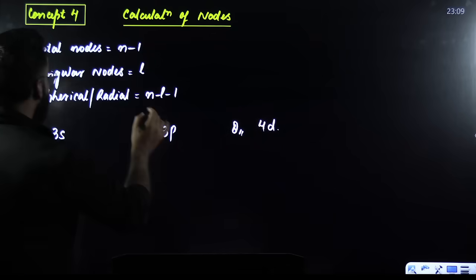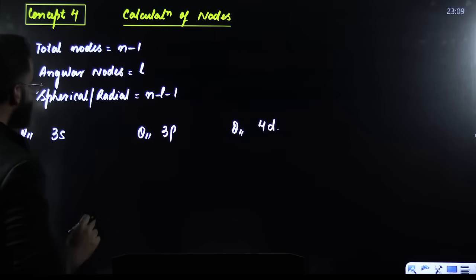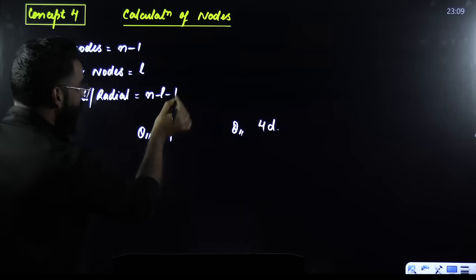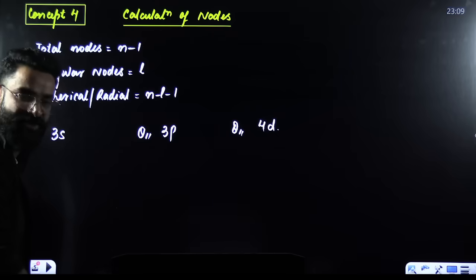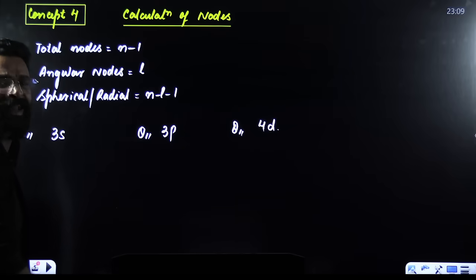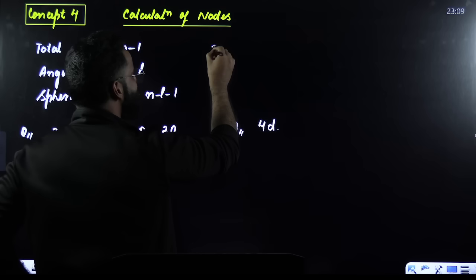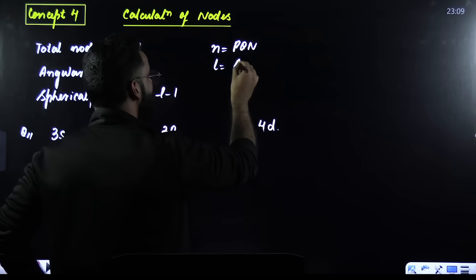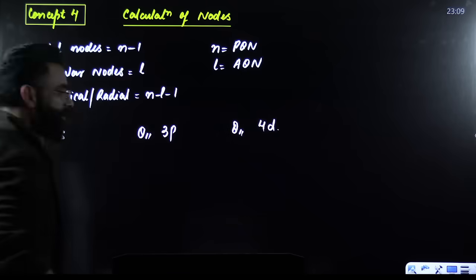Okay. Similarly, total number of nodes is n minus 1. Angular node is given by the value of L, and spherical node or radial node is given by the formula n minus L minus 1. Now you must be thinking, what is n and what is L? Let me tell you, n is basically your principal quantum number, and L is your azimuthal quantum number.